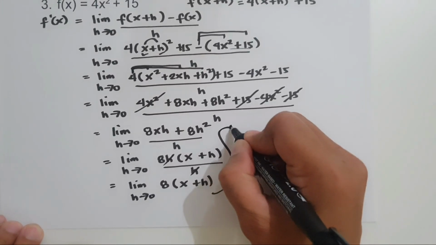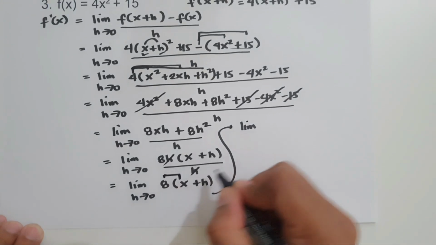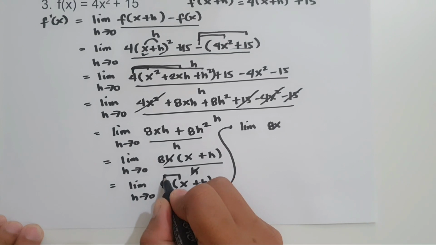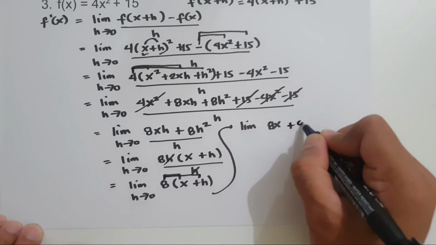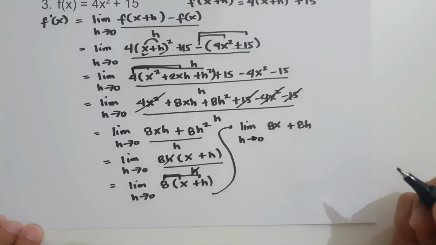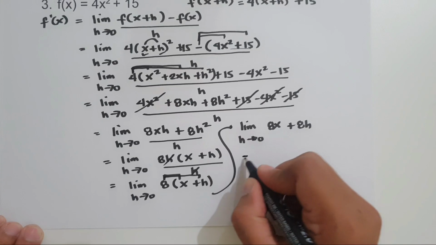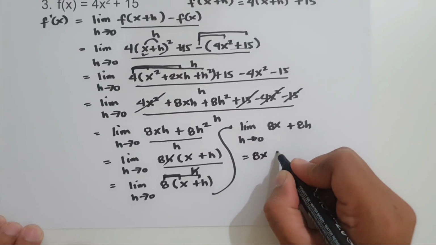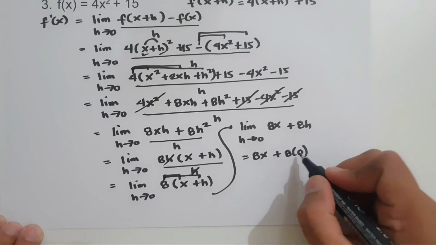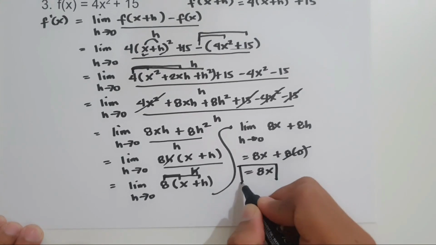And to simplify, this will be limit of 4 times 2x is 8x, and then 4 times h is 4h, as h approaches 0. And since the value of h is 0, this will give us 8x plus 4 times 0. 4 times 0 is 0. So this will give us 8x, and this will be our answer.